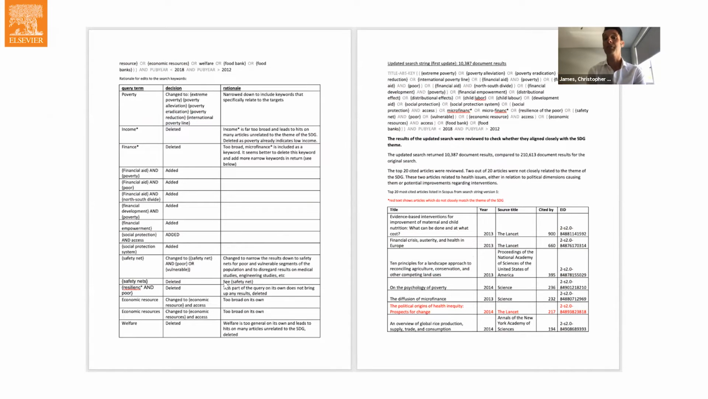Then we went through and did the same check again. With the new search string, we looked at the top 20 cited articles and a random set of 20 articles: are we getting more positive results, results which are really working towards the goals? Here you can see the first one, for example, evidence-based intervention for improvement of maternal and child nutrition: what can be done and at what cost? And also financial crisis, austerity, and health in Europe. So really looking at the poverty side of things. If you can go to the next slide, please.